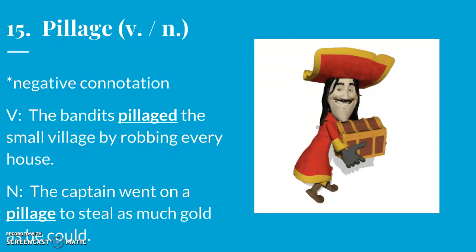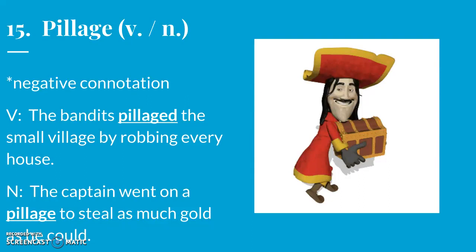Number 15 is pillage, which can be used as a verb and a noun, but it's going to have the same kind of definition to it. So for the definition of pillage, it is to rob goods by open force. Usually this happens in war, so that's our verb. And for the noun version, it's the act of looting, the act of taking something for yourself. This has a very negative connotation, and we have a couple of example sentences.